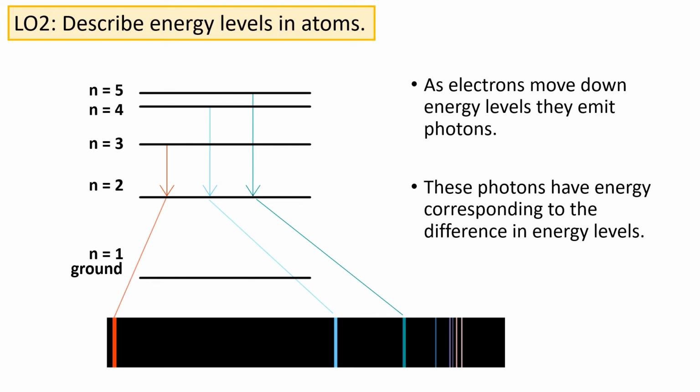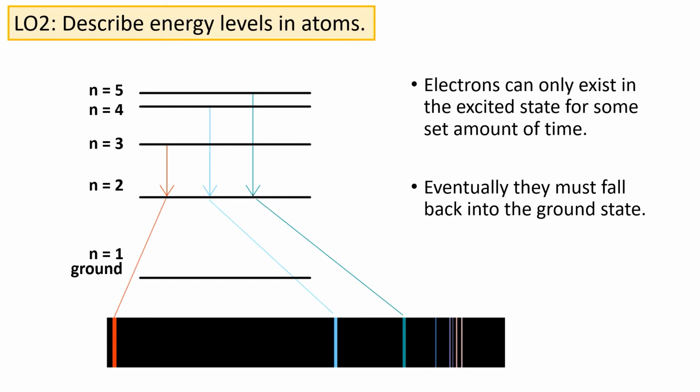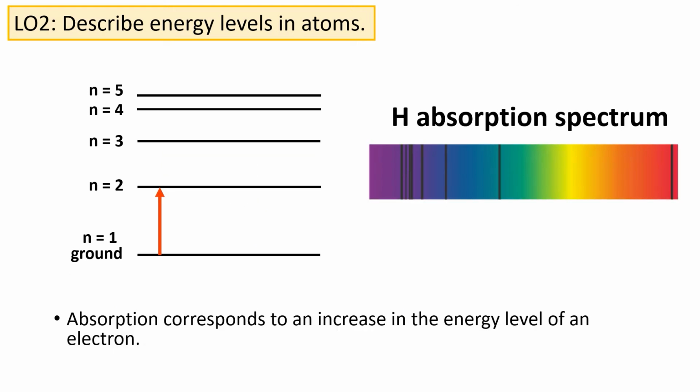As electrons move down energy levels, they will emit photons. These photons will have an energy corresponding to the difference in the energy levels of the electrons. Electrons can only exist in an excited state for a finite amount of time. Eventually, they must always fall back towards the ground state. As discussed, absorption corresponds to an increase in the energy level of an electron inside an atom. Only certain photons are going to be absorbed, however, which correspond to the differences between the energy levels inside the atom.